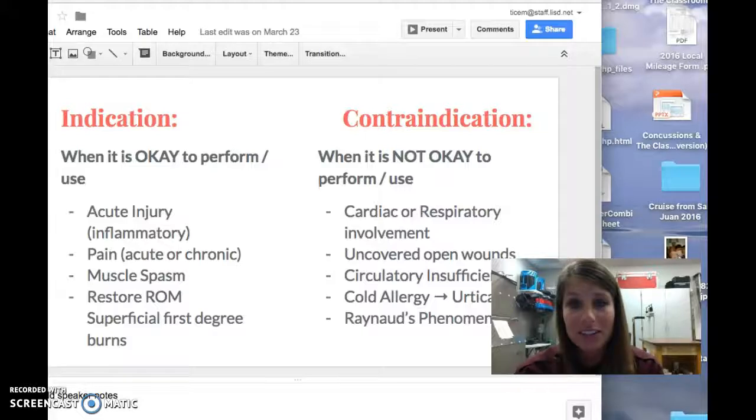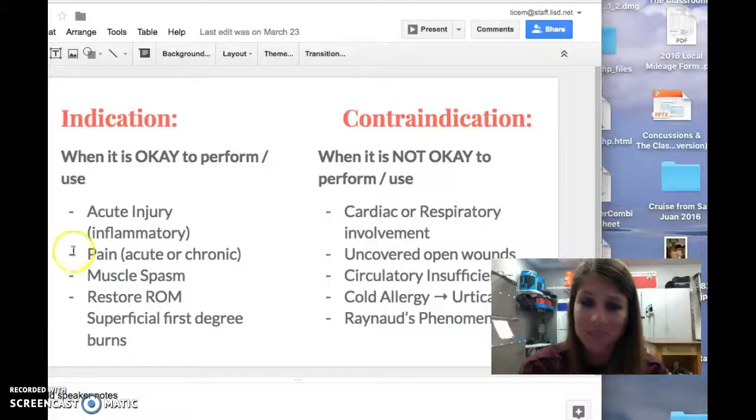This is different from the thermal modalities. We needed to have those guys in the subacute and chronic stages. Pain, it's always okay to use a cold modality if pain, whether it's an acute pain or whether it's a chronic pain. Ice and other cold modalities are going to help also with muscle spasms, restoring range of motion, and if we have superficial first-degree burns, okay? Just as a good rule of thumb, if these are the complaints, these are the problems, then ice is okay.